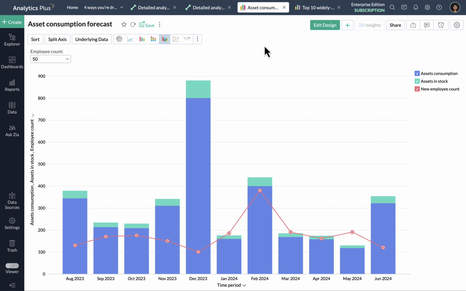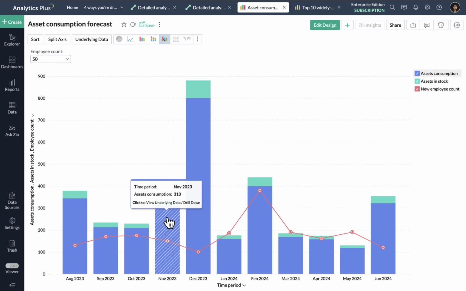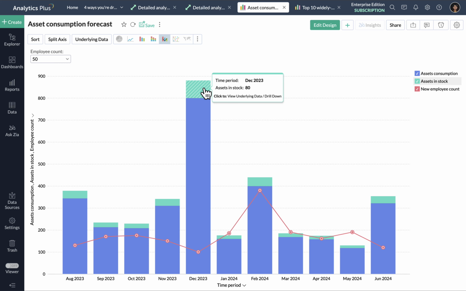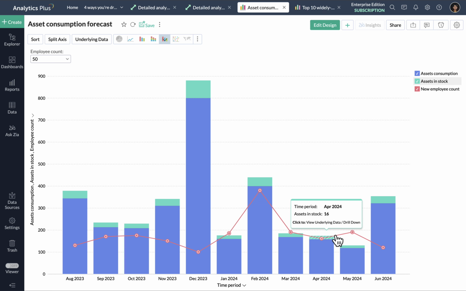This powerful visualization plays a pivotal role in streamlining asset procurement. It displays the assets consumed and in stock across a year and uncovers the corresponding employee volume that consumed organizational assets. Looking at these metrics together highlights the tangible relationship between asset consumption and employee headcount.